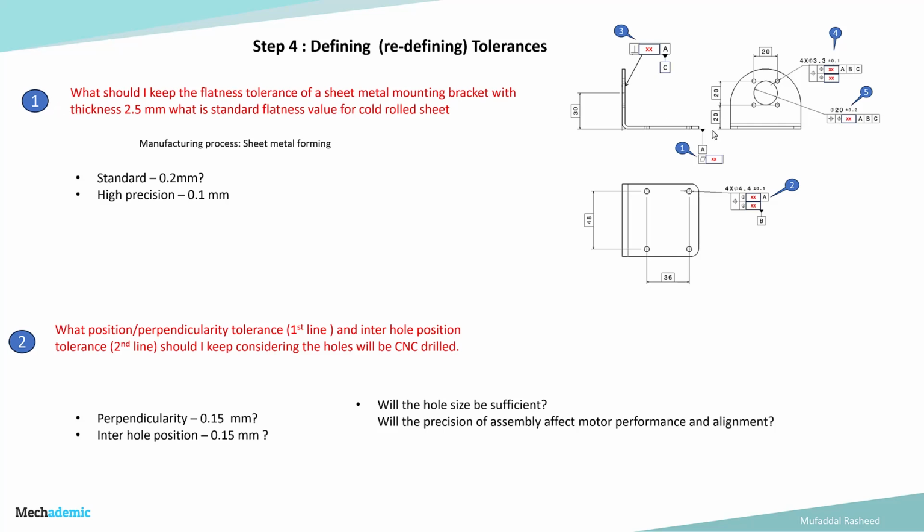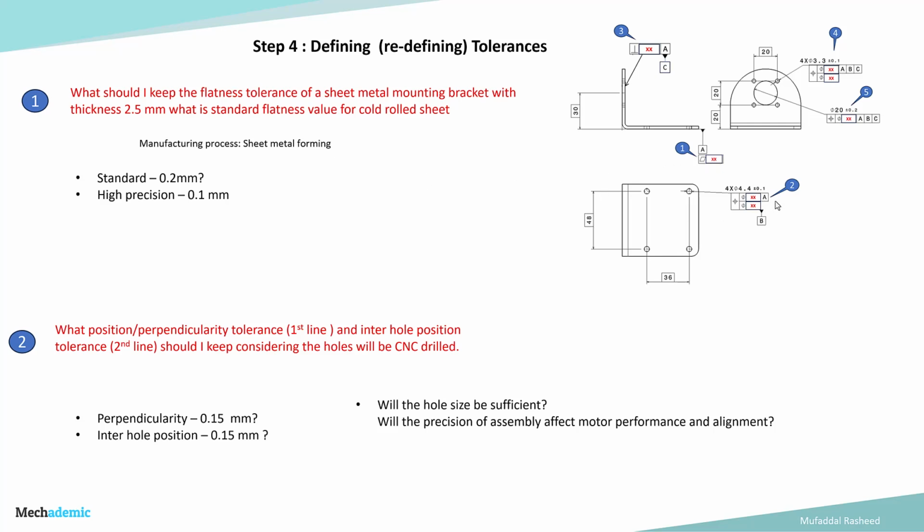If we take the example of the first one, that is the feature control frame for flatness, the question is, what should I keep the flatness tolerance of a sheet metal mounting bracket with a thickness of 2.5 mm? What is the standard flatness value for a cold rolled sheet? Now, if you are considering a base value for a tolerance, what should it be? If we refer to the standard tolerance values for flatness for a cold rolled sheet, generally the standards give a value of 0.2 mm for sheet metal parts. For high precision, generally it's in the range of 0.1 mm. So depending on what we are going to use, we can put the value over here.